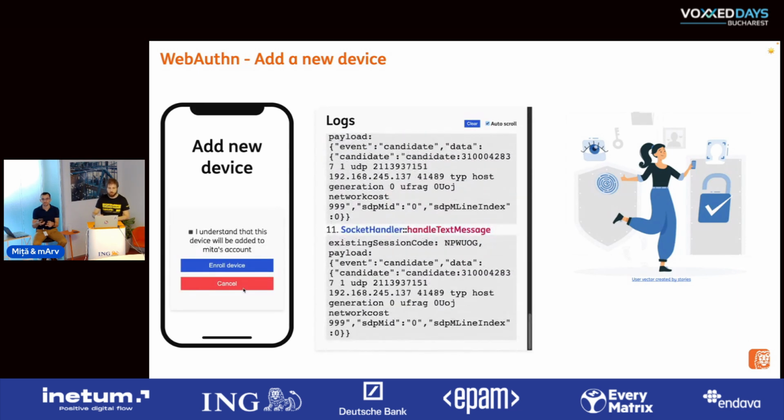You can see he's already logged in and connected. So after he inputs the code, I receive here a prompt. It says, I understand that this device will be added to Mihaita's account. And I really have to prove that there's a person behind this intent.